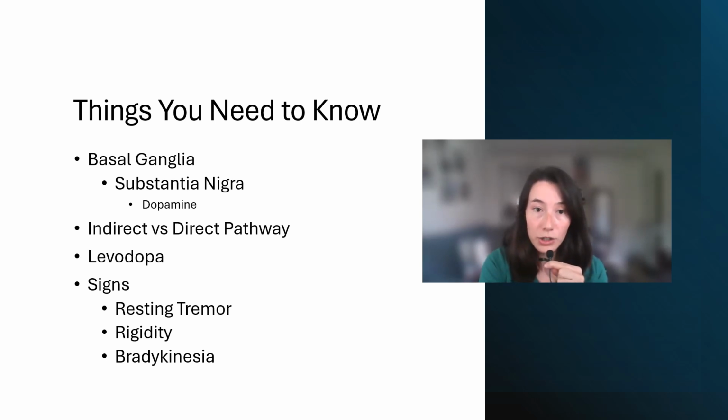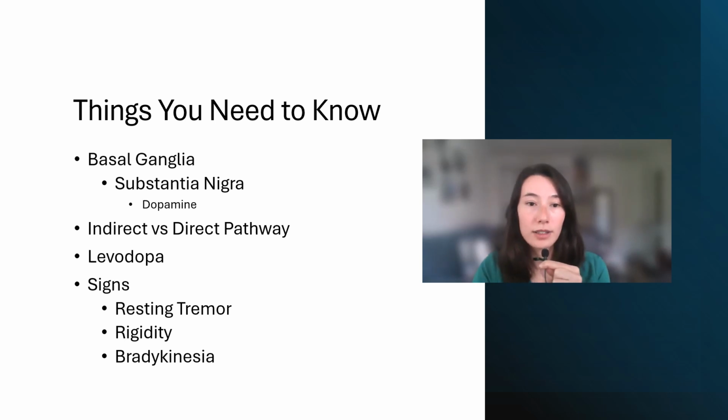So one of the primary jobs of the substantia nigra is to produce dopamine, which is a neurotransmitter. But in Parkinson's disease, this substantia nigra does not create enough dopamine. And this effect is exactly why Parkinsonian symptoms exist.